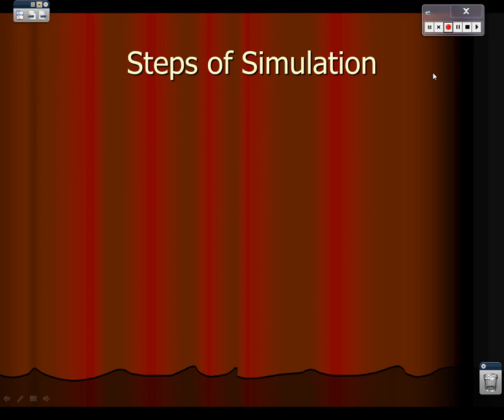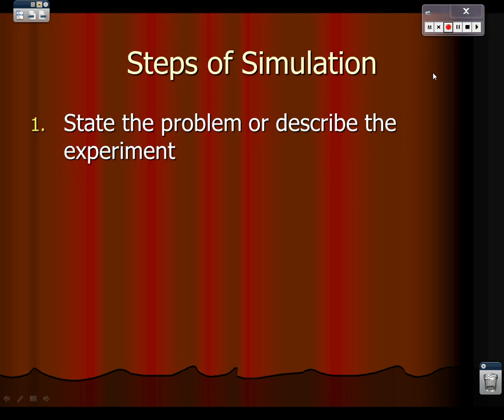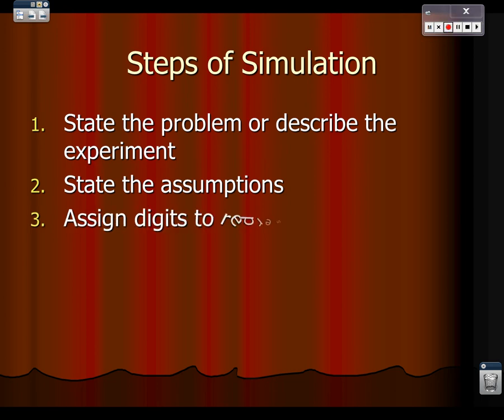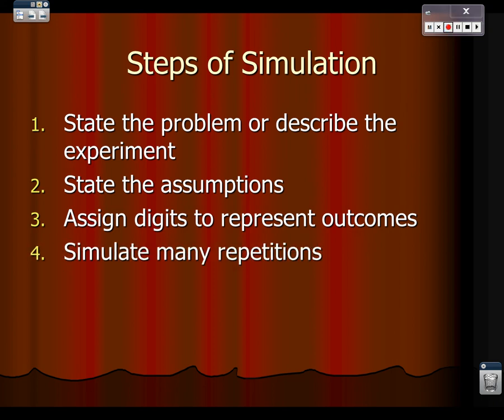The basic steps to simulation are as follows. State the problem or describe the experiment. State your assumptions. Assign digits to represent outcomes. Simulate many repetitions. State your conclusions.